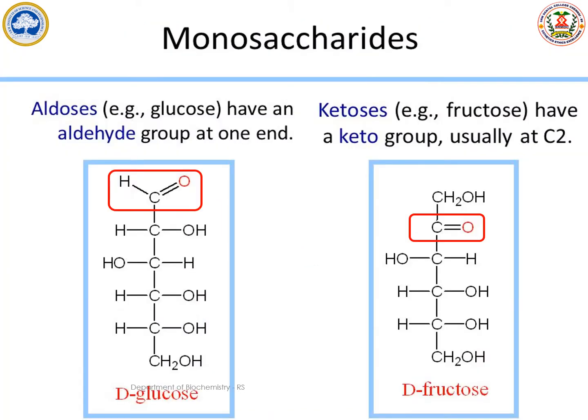This slide shows the well-known examples of aldose and keto sugar. Glucose is an example of an aldose sugar. Fructose is an example of a keto sugar. The aldose sugar, glucose, has an aldehyde functional group at one end, usually at the C1 position, that is the carbon 1 position. In the same way the keto sugar, fructose, has a keto functional group, usually at the C2 position.